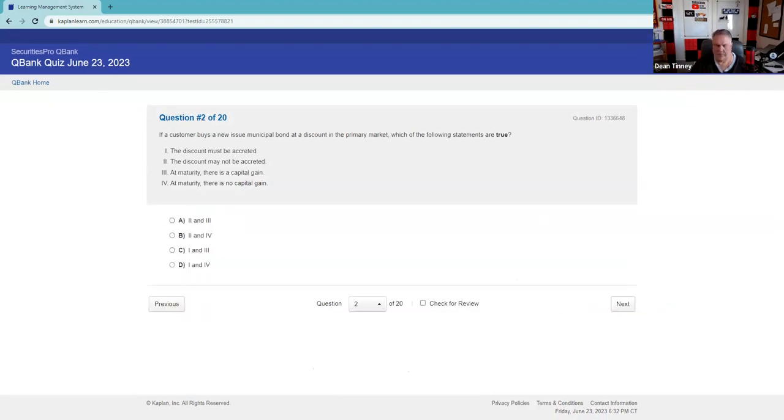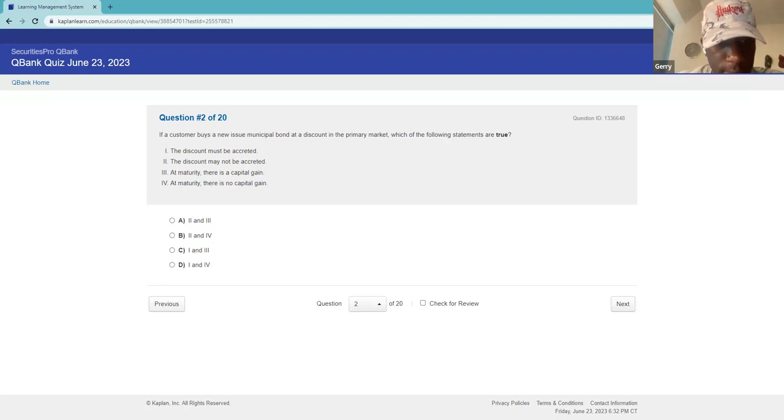A customized new issue municipal bond in the primary market. Which of the following statements is true? So, customized new issue bond at a discount in the primary market. When you're buying at a discount, it needs to be... Yes, we just did that, right? So you need Roman numeral one for sure. So, yeah, I is true.